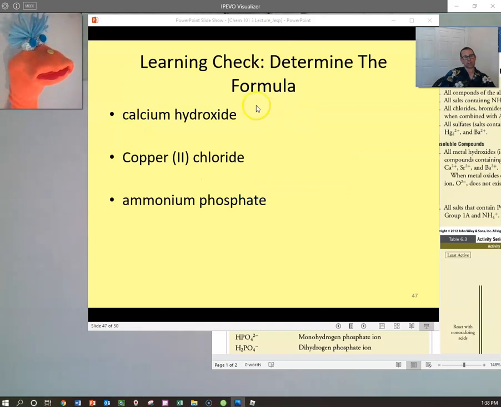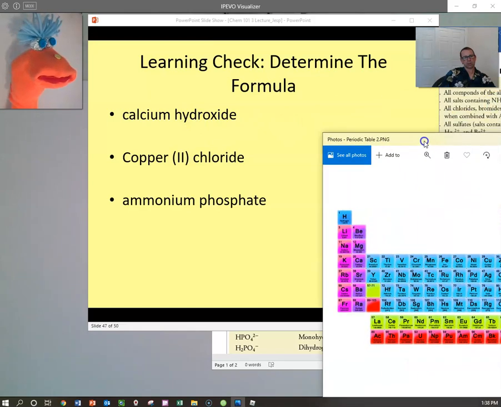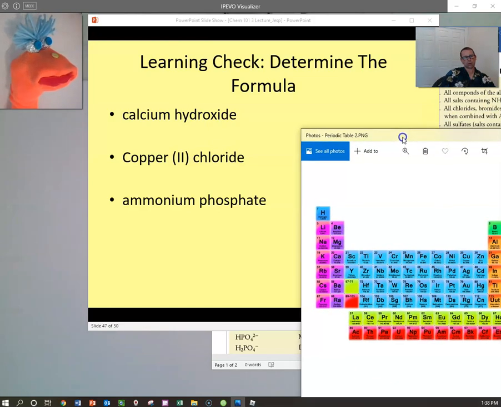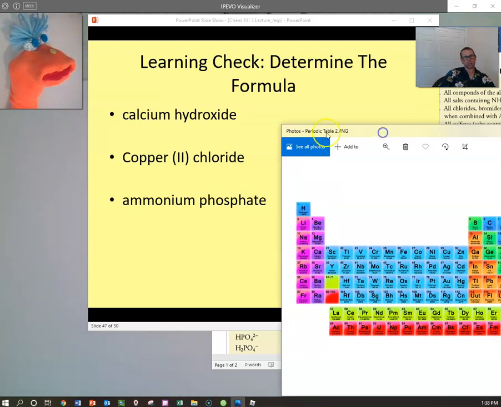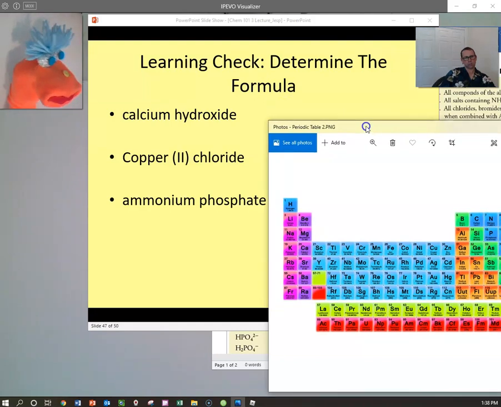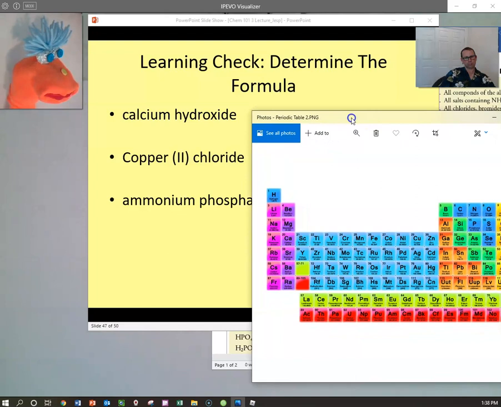All right, let's see here. These last couple of compounds, or I guess we want the chemical formula for these ones, right? Can you do it? What's the first one? Chemical formula. Calcium is Ca. I don't know which element hydroxide is.